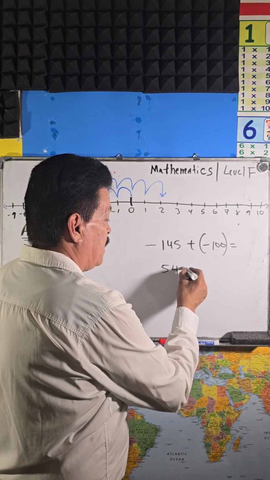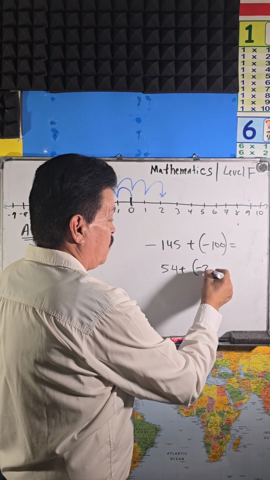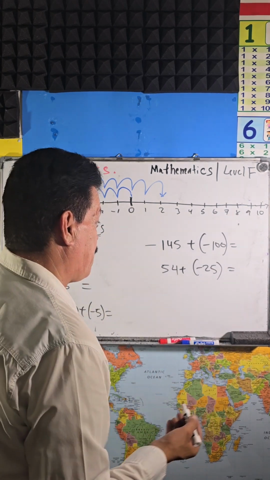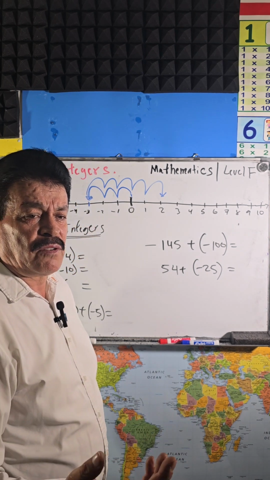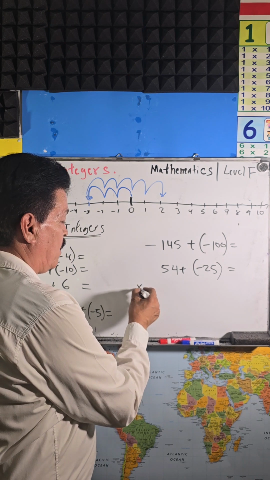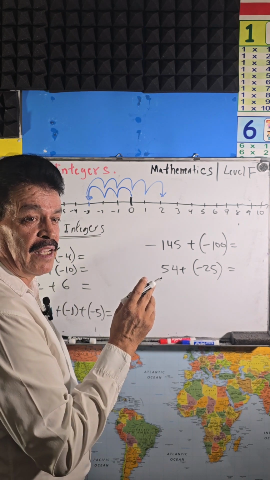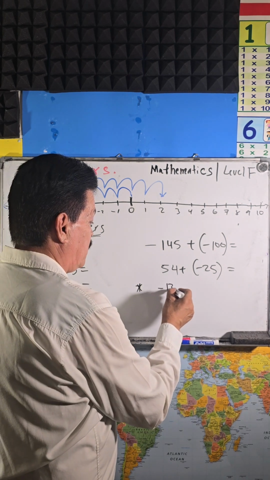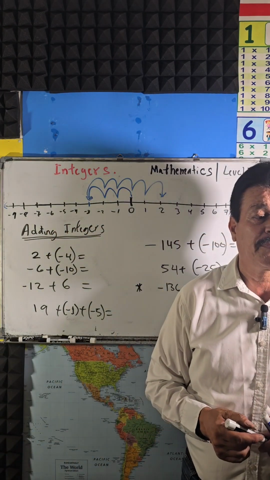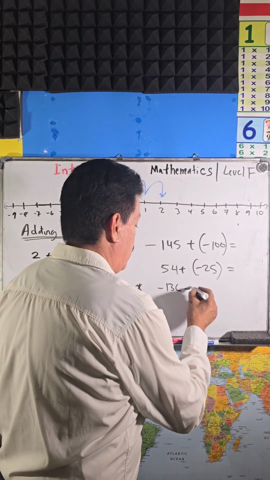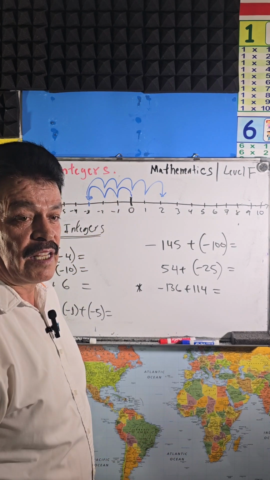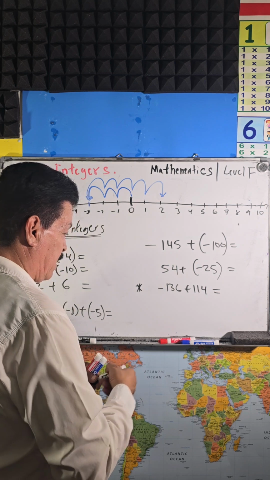54 plus negative 25 equals. I think it's enough. Some exercise here. For instance, this is a special one. I want to write this problem here: negative 136 plus 114 equals. And then I will write the answer right here.